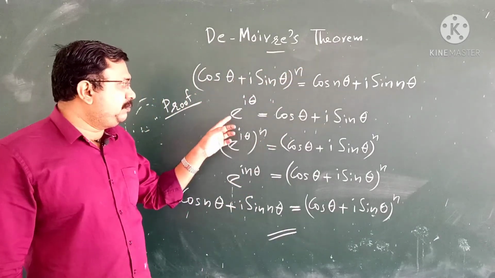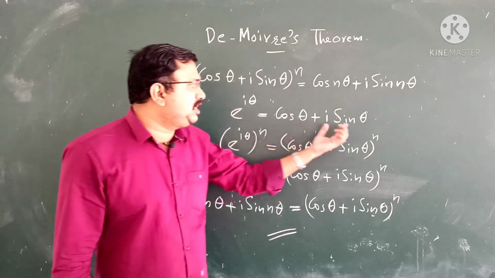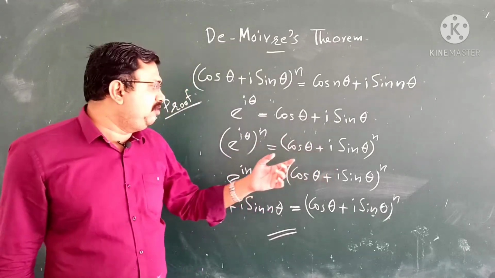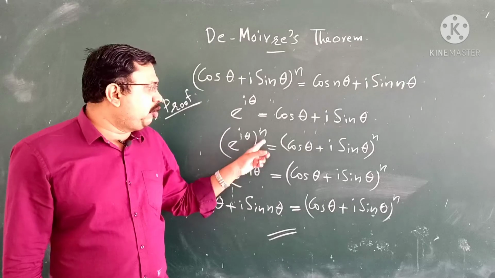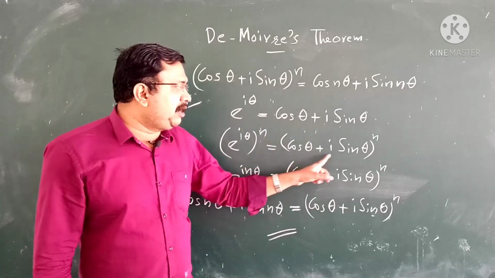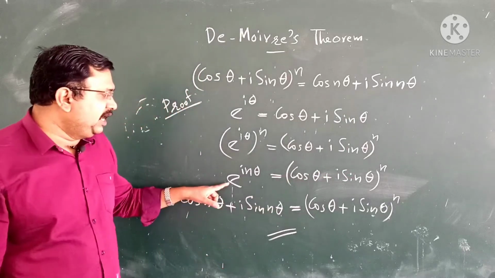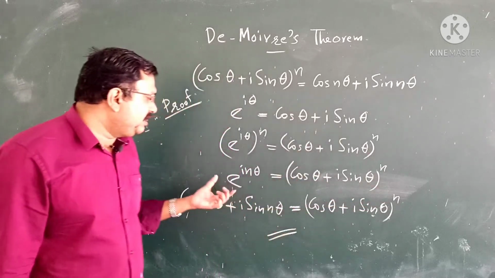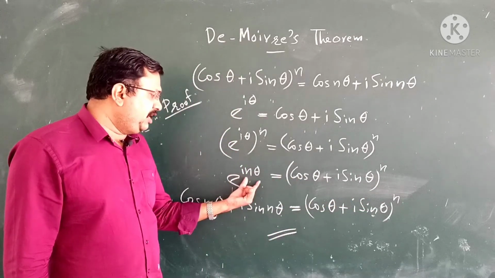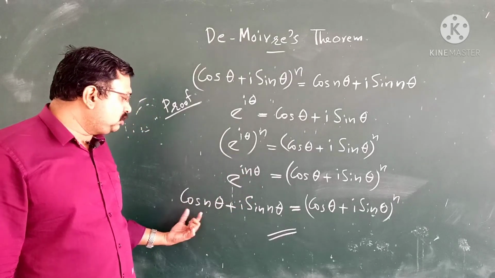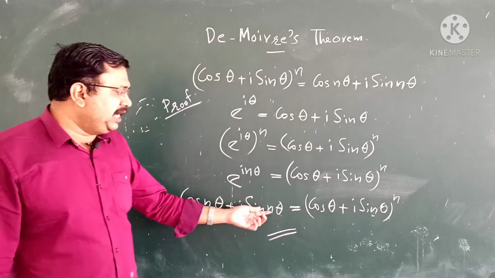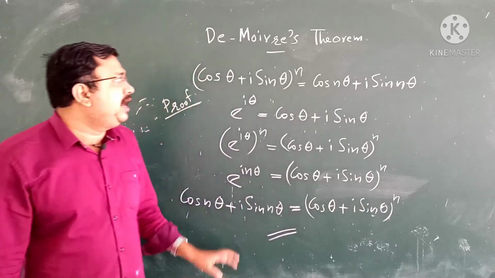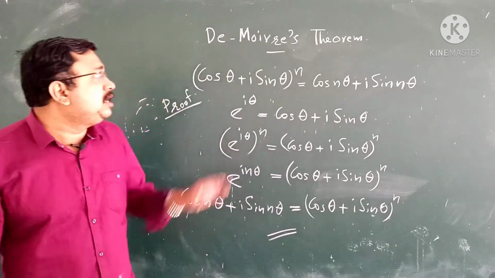Listen, the first step is we know that e raised to i theta is cos theta plus i sin theta. Then we take the whole raised to n on both sides, so (e raised to i theta) the whole raised to n equals (cos theta plus i sin theta) the whole raised to n. That is e raised to i n theta. Then e raised to i n theta is cos n theta plus i sin n theta, which equals (cos theta plus i sin theta) the whole raised to n. Hence the proof.